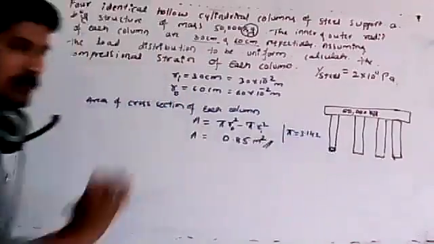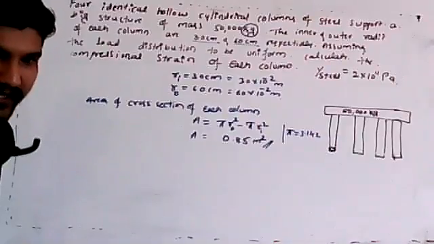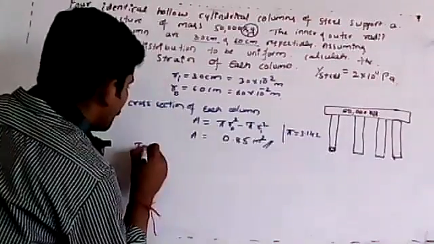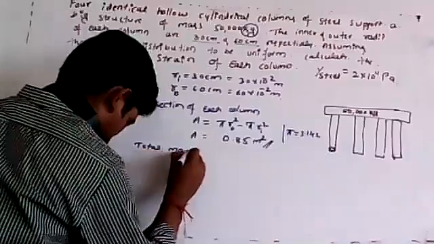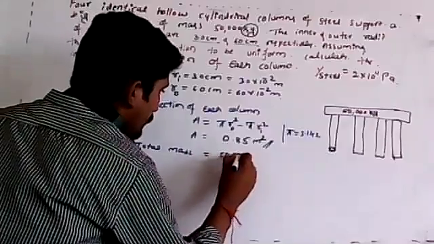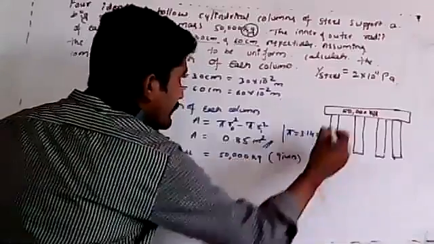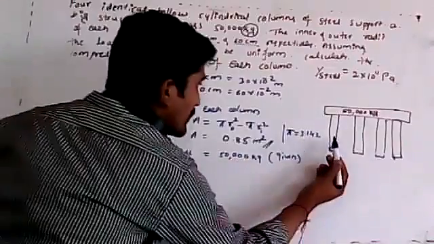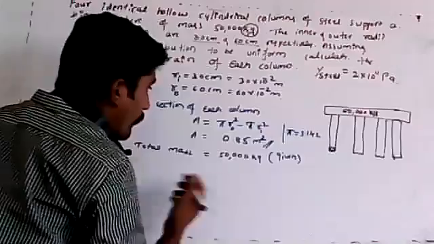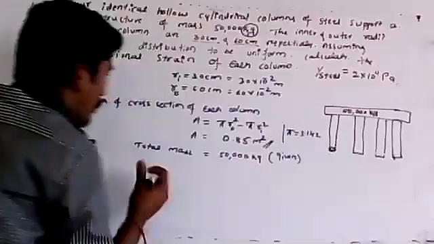You have to write all these things. Yeah, you are getting, correct, correct. Then what is total mass? Total mass is 50,000 kg, they already gave in the problem. Then tell me how much mass comes on each column. What to do for that?